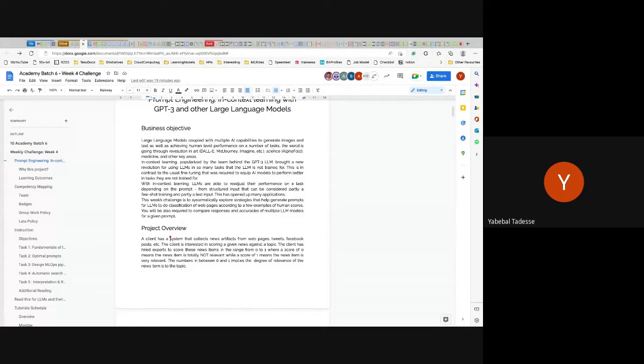These days, a model is described by its number of parameters, and GPT-3 has 175 billion parameters. What that means is that the model itself is a 500-plus gigabyte file, just the model.